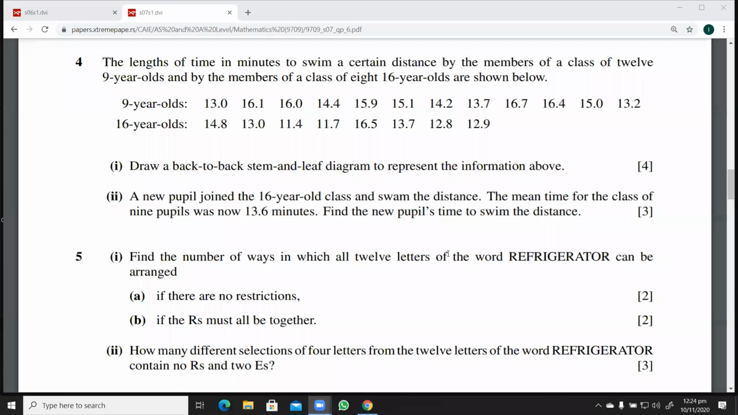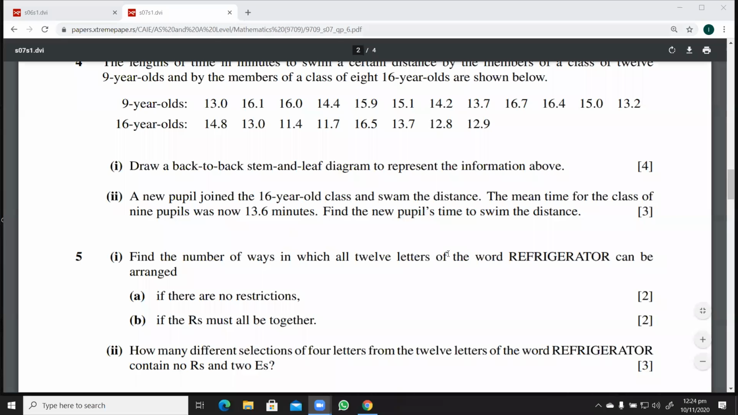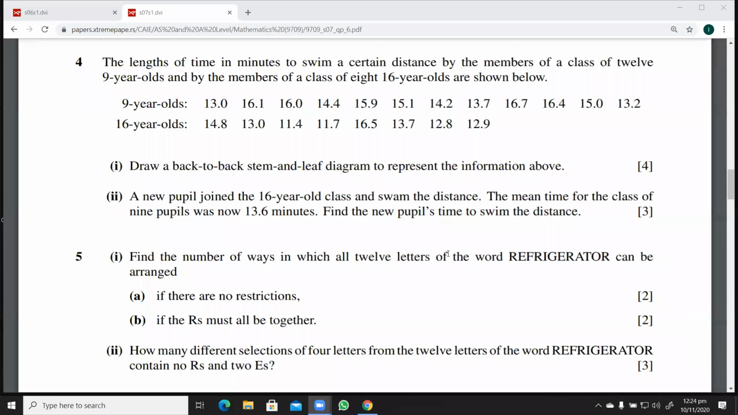So here is a question from June 07. We have to draw a back-to-back stem and leaf diagram. And the second part is about the mean. So that is not the topic of this video. Okay. So shall I start doing this?